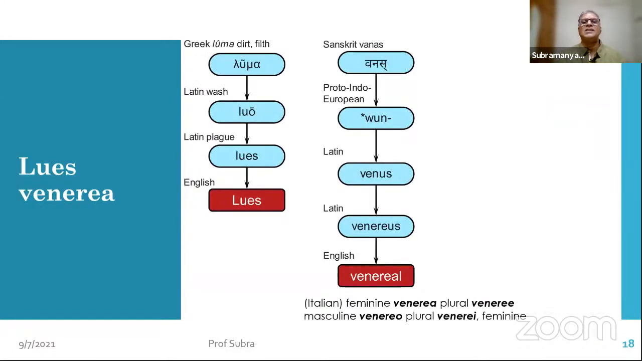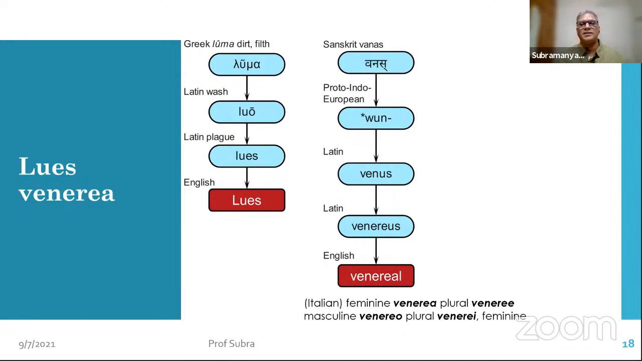One of the terms used for syphilis is lues venerea. In fact, before syphilis became popular as a term, the term used was lues venerea. The term lues is derived from Greek, which means filth. From there, the Latin word luo for wash, and lues in Latin, which means plague, and the English word lues. Okay, the pronunciation is lues. Probably it means that people who behave in a very loose manner end up with lues.